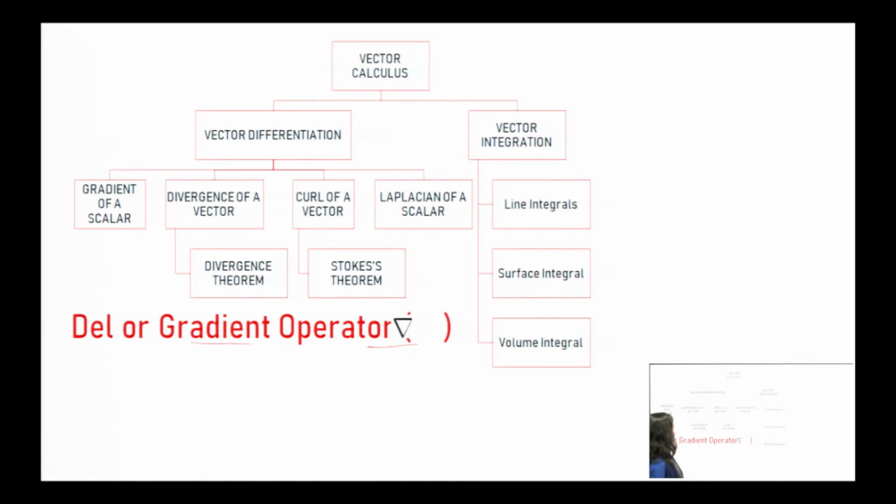Further, based on the divergence of a vector, we are going to derive one theorem that is known as the divergence theorem, and also sometimes known as the Gauss divergence theorem. Further, based on the curl of a vector, another theorem is derived that is known as Stokes theorem. So this is all about vector differentiation. Similarly, we will integrate the vector also, and we can integrate a vector in three ways, that is line integral, surface integral, and volume integral. We will see each one of them one by one later.